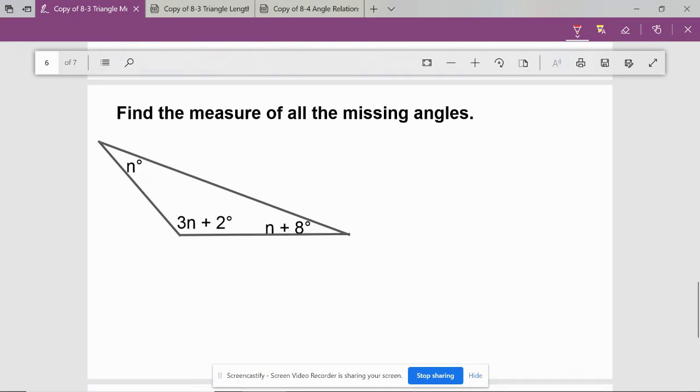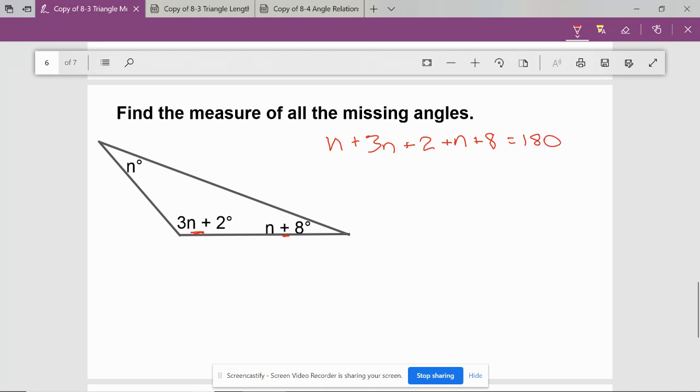Okay, last one before we get to the homework. Again, these three angles have to add up to 180. So let's just take them one at a time. So we have angle n, plus 3n plus 2. Okay, so that's this angle right here. And then we have this angle, plus n plus 8 equals 180.